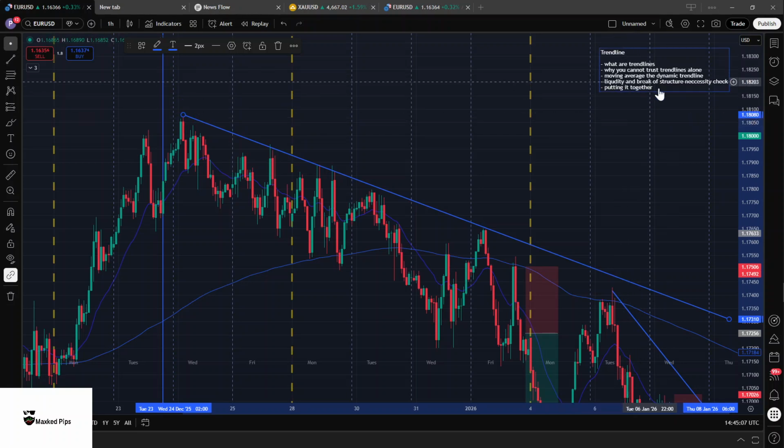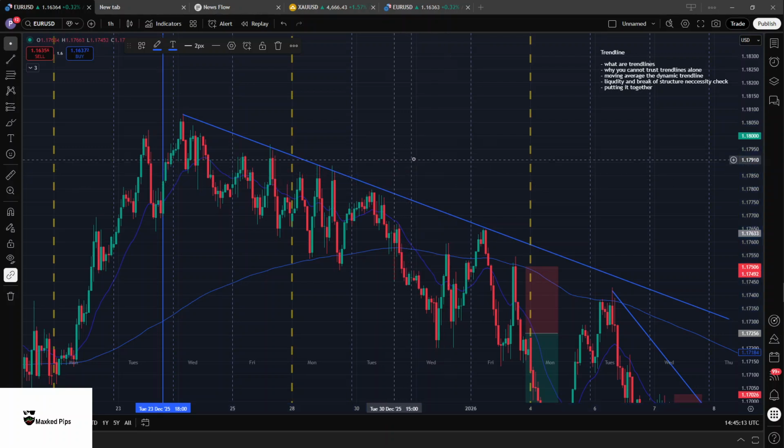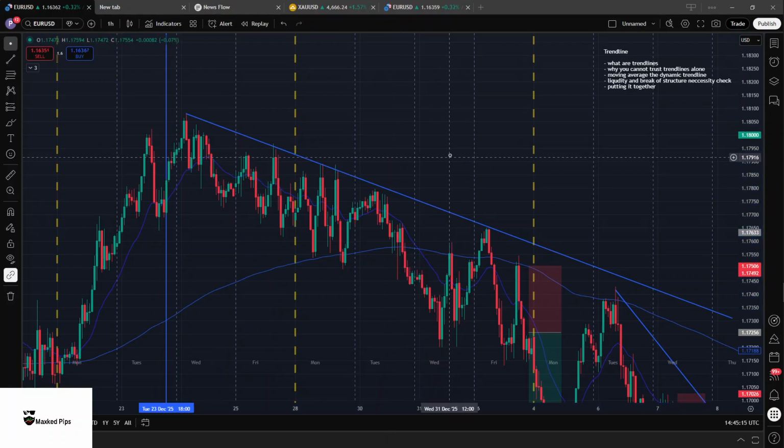Now, the moving average as the dynamic trendline. If you have traded forex before, you know that the moving average is a very popular indicator. It moves with the trend. As you can see, I have two moving averages on my screen. This is the 20 exponential moving average, and this is the 200 exponential moving average.